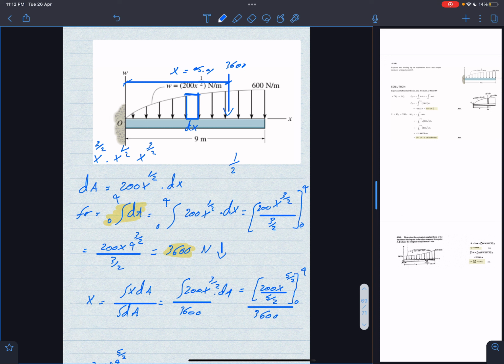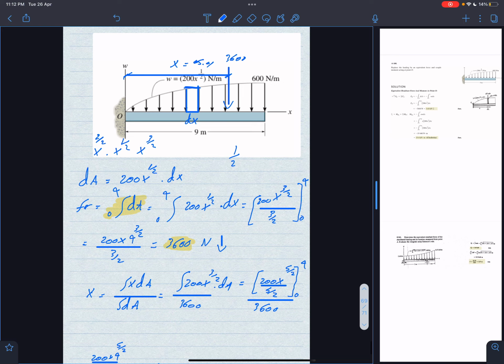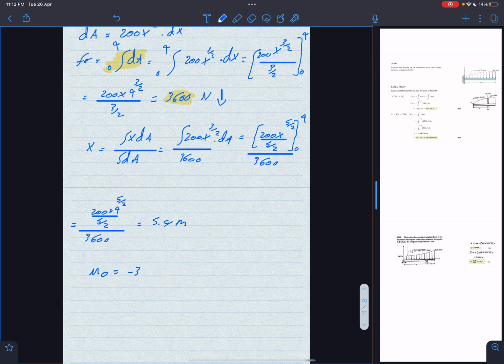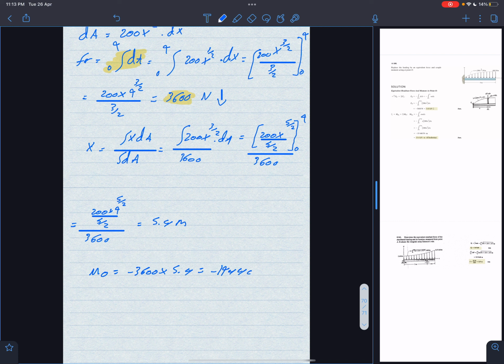All right, so we put the location of the force, and the last thing he wants us to do is calculate the moment at 0. So that's going to be easy. Moment at 0 is going to be FR is 3,600 negative طبعا times the distance 5 times 4, sorry 5.4, and we should get negative 19440 Newton meter. طبعا it's negative, so it's going to be clockwise.